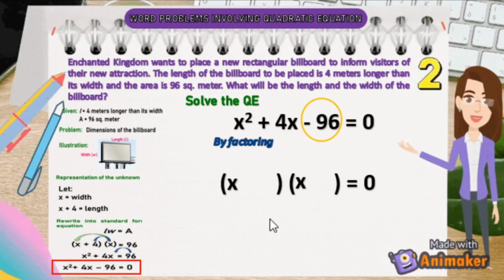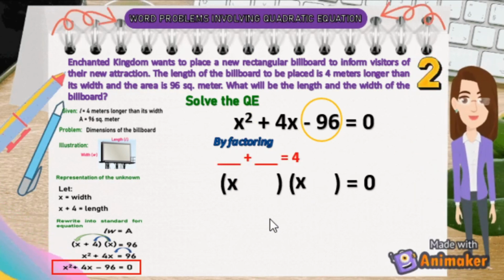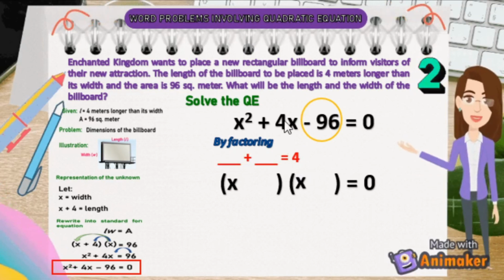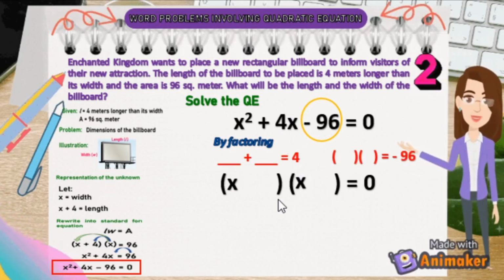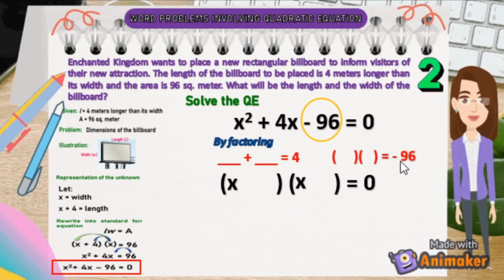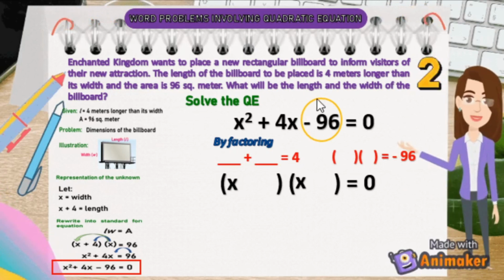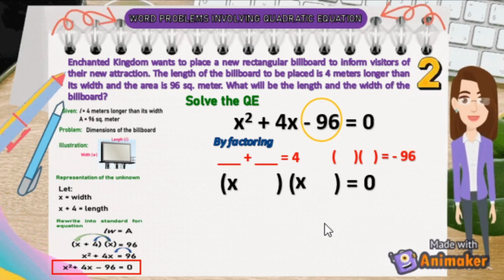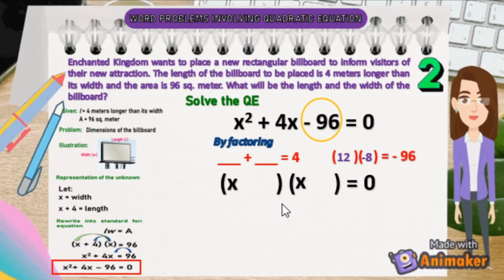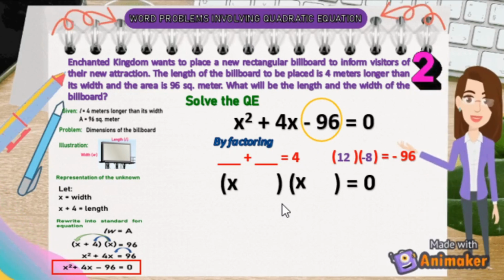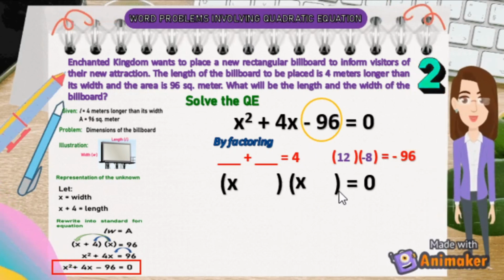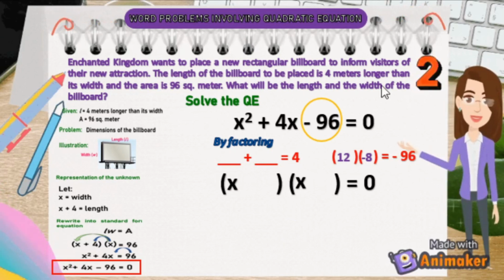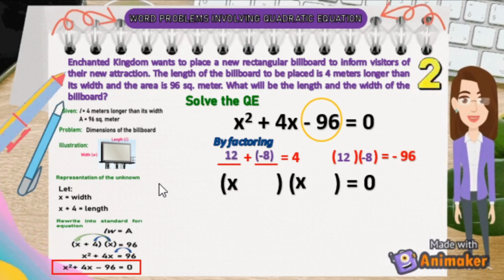Anong factor ng negative 96 na kapag inadd ko ay 4, which is yung ating value ng b. And kapag minultiply ko naman is negative 96, which is yung value ng ating c or yung constant term. So, the factors are 12 and negative 8. So, 12 times negative 8 is negative 96. And 12 plus negative 8 is positive 4.